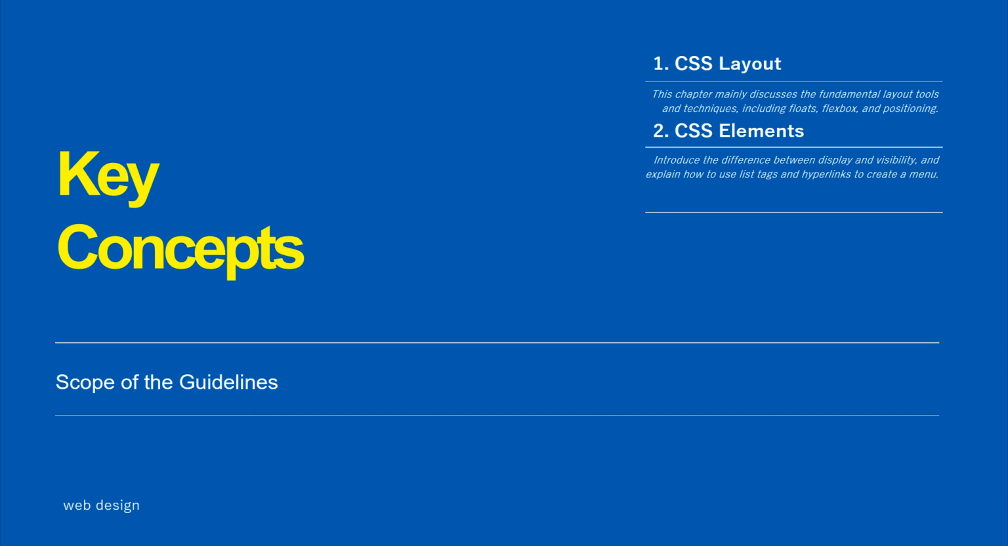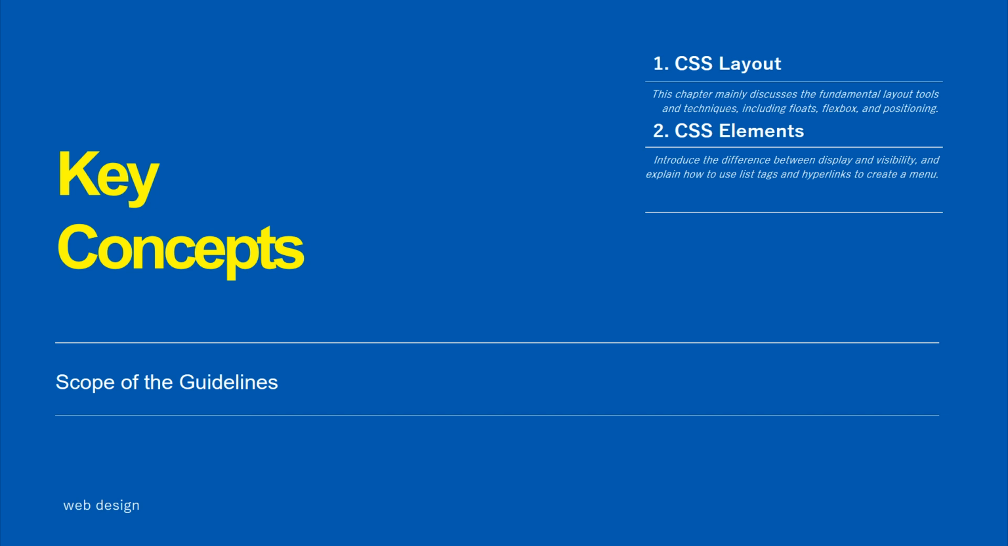And the second thing is CSS elements. In CSS, there are so many elements, but I want to talk about the ones related to our layout. For example, today I will show you the difference between display and visibility. These two are really similar, but there are still some differences between them.